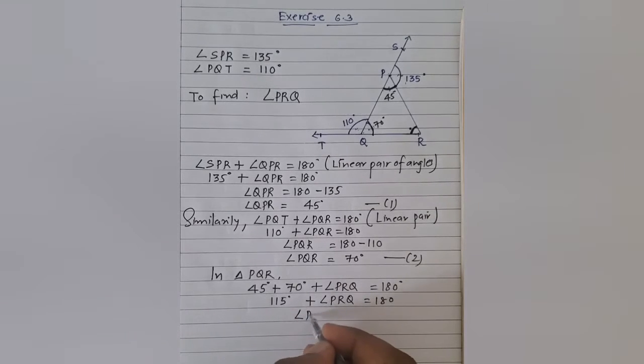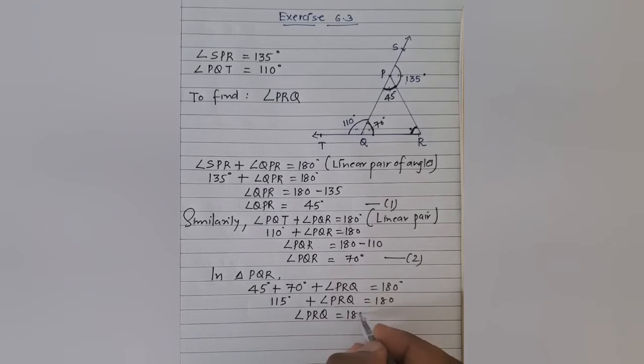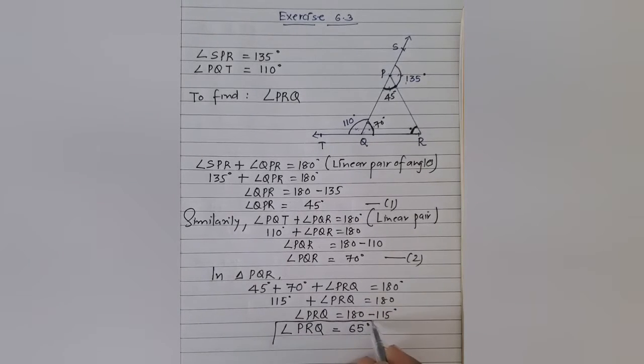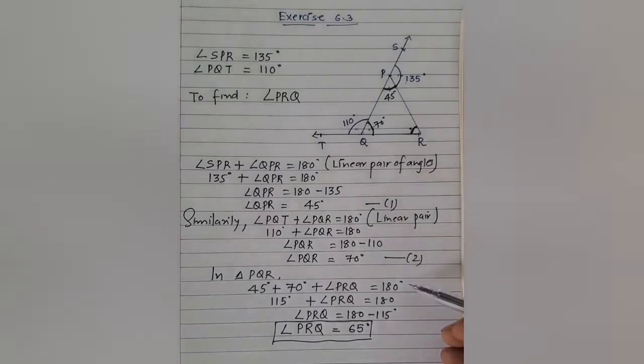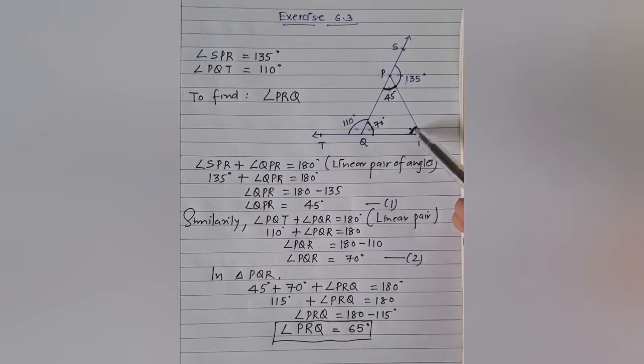So what do I get? PRQ is equal to 180, 115 goes to the other side, becomes minus 115, and hence I get a final answer, that is PRQ is equal to 65 degree. Is this clear? So by using the properties of linear pair and the angle sum property, I've got the conclusion that angle PRQ is equal to 65 degree. What was the trick? Observing the figure. So this comes to the end of the solution to question number 1.